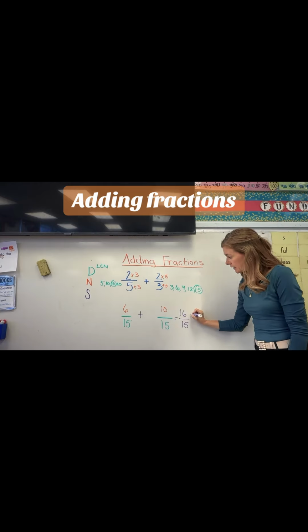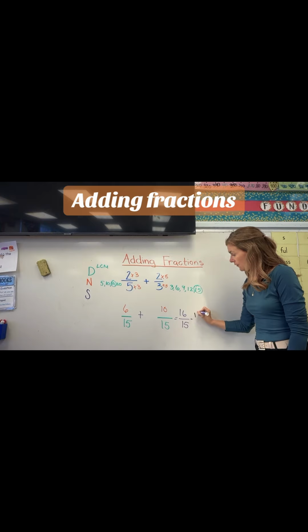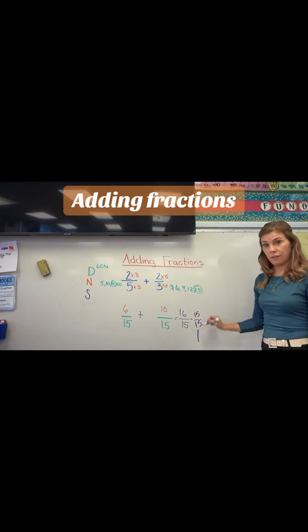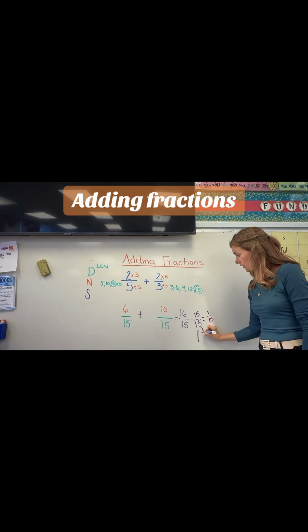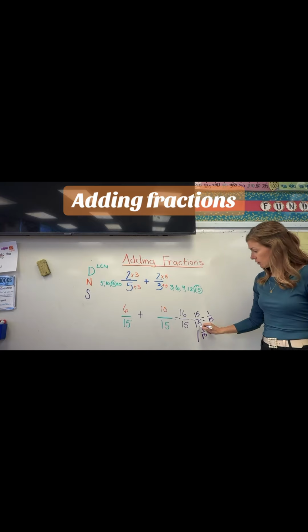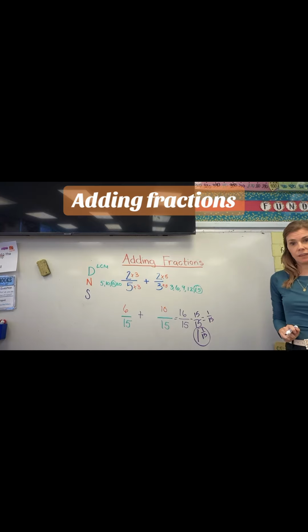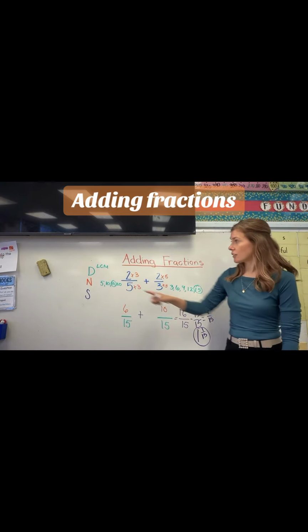So in 16, we have 15 fifteenths we can take out of it. That is one whole. 15 out of 15 parts is the whole thing. When I take that out, I'm left with 1/15 left. So my answer is 1 and 1/15. That is how you add fractions.